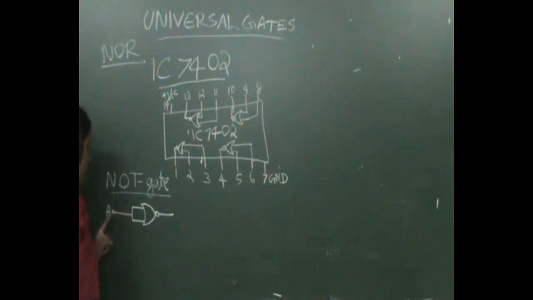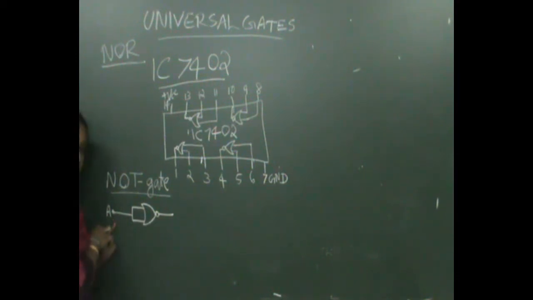Now you can see that here there is only one input, A. This input is given to both inputs of the gate. So if A is low, that means A is 0, you get 0 NOR 0. That means 0 OR 0 is 0, then it gets inverted, and you get high, or 1. That means if A is 0, you have output 1.